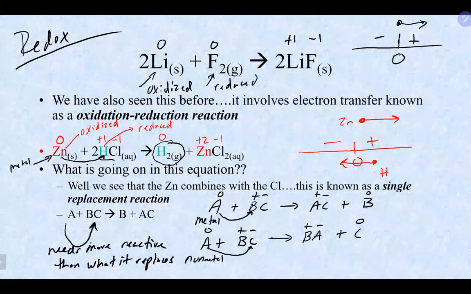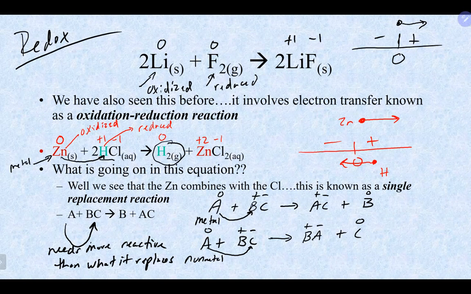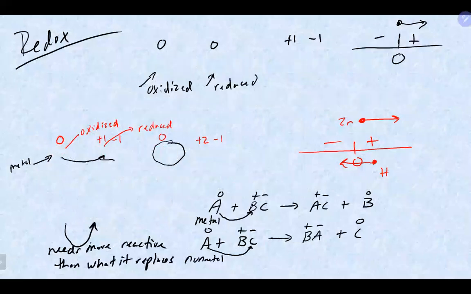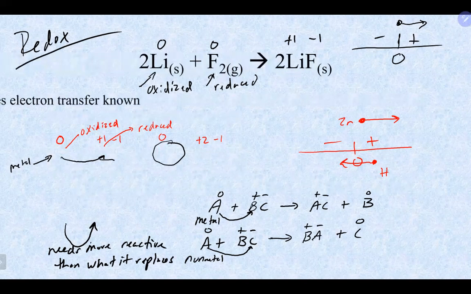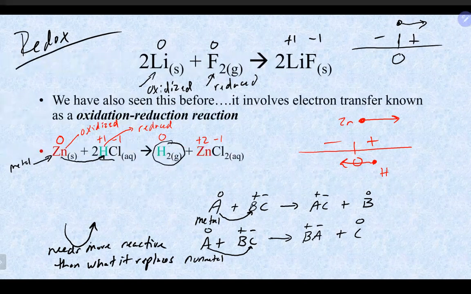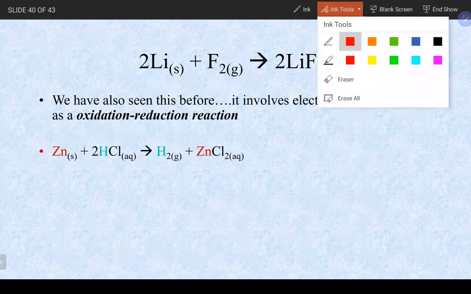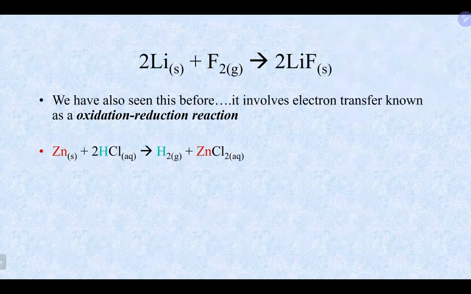Other questions on that? Is there anything happening to the chlorine here? Chlorine is -1 on the left and -1 on the right. There's nothing actually happening to the chlorine. You could actually write a net ionic equation for a single replacement reaction as well. It works kind of the same way.